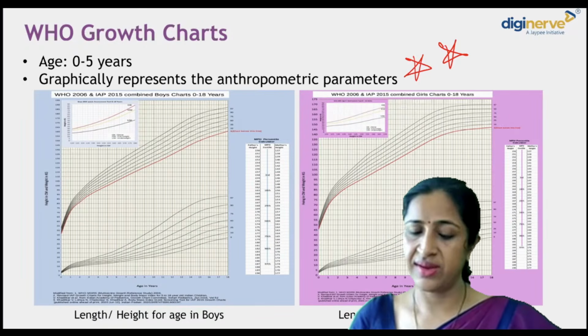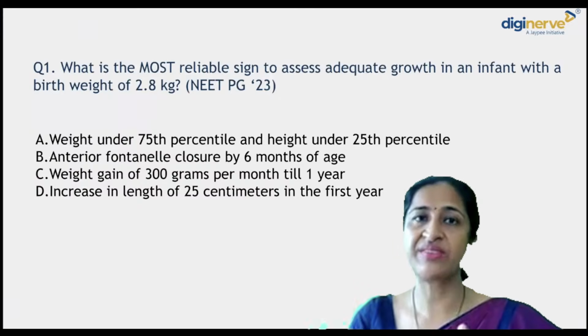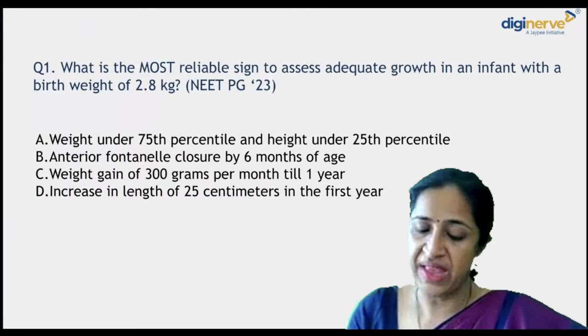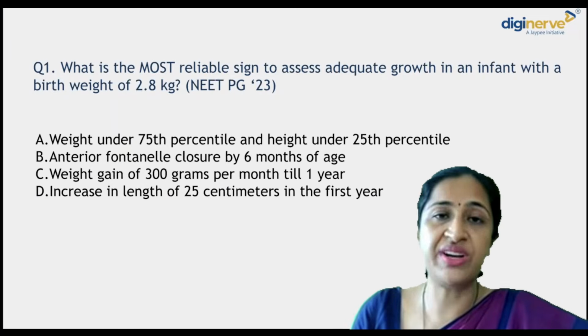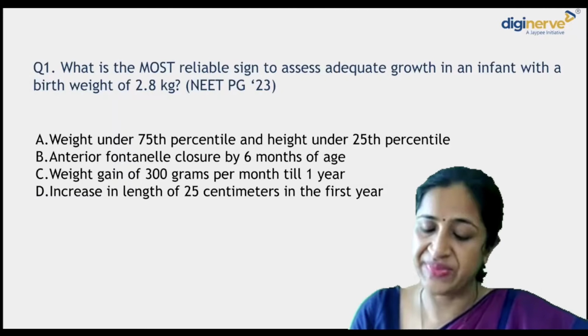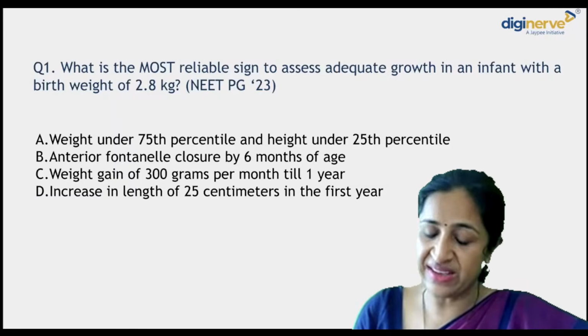Okay. Now let's do a quick revision of the questions that came in growth. What is the most reliable sign to assess adequate growth in an infant with a birth weight of 2.8 kg? This came in 3 years back, NEET PG.